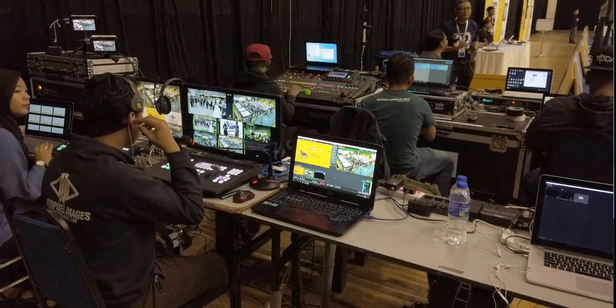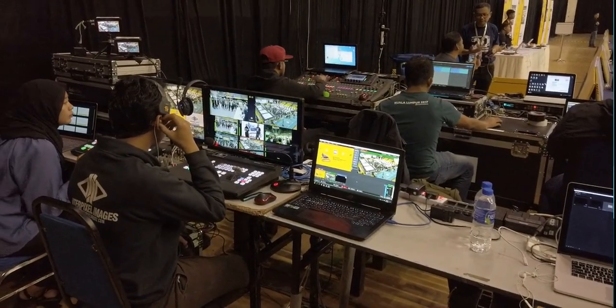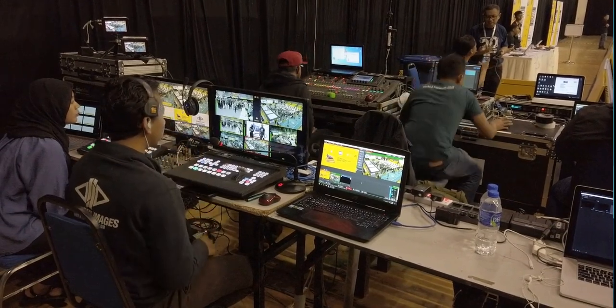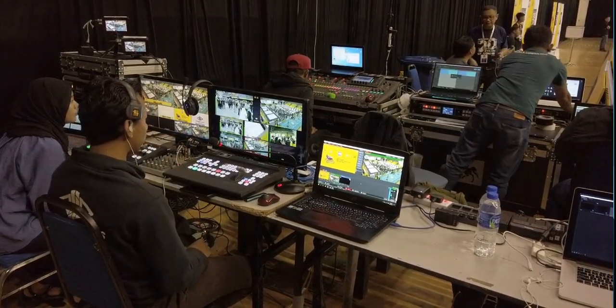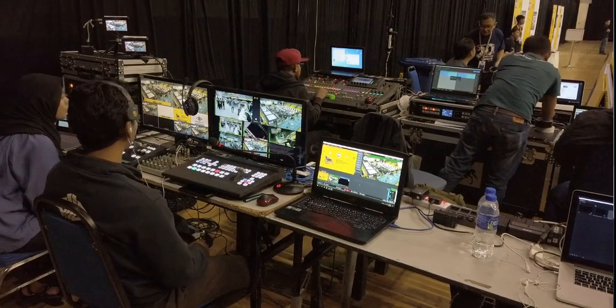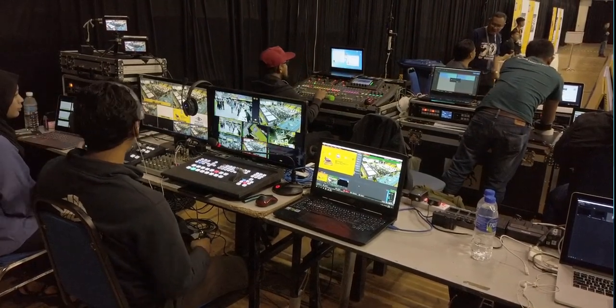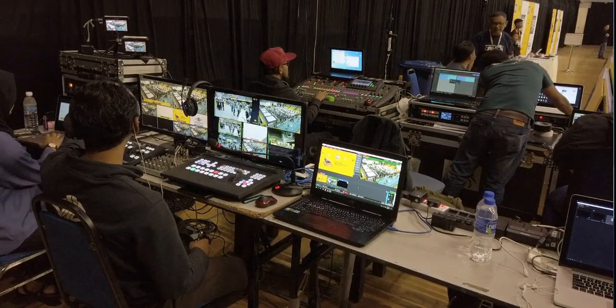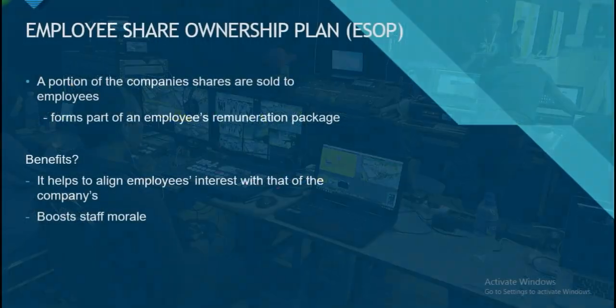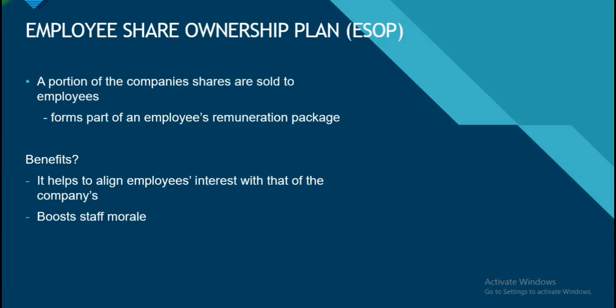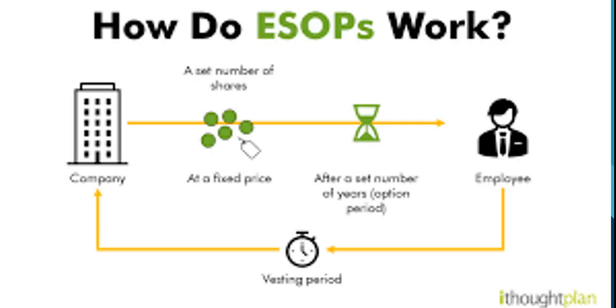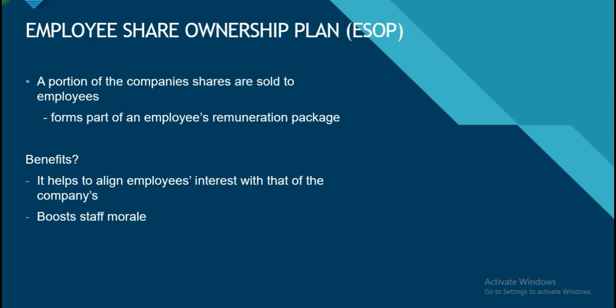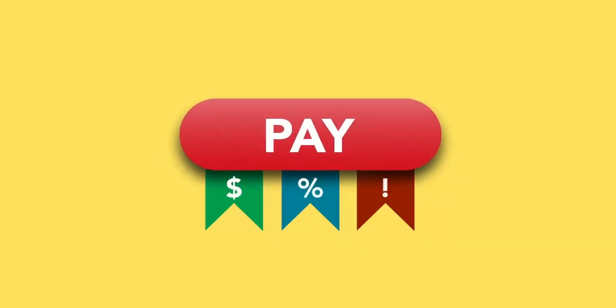There's also the employee share ownership plan, ESOP. And let me say too that this is also described as a form of succession. This is where a portion of the venture's shares are sold to employees, and typically it forms a part of the employee's remuneration package. I know that a lot of large companies do this.